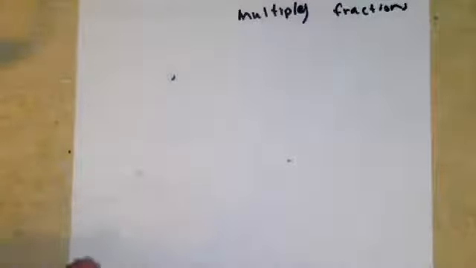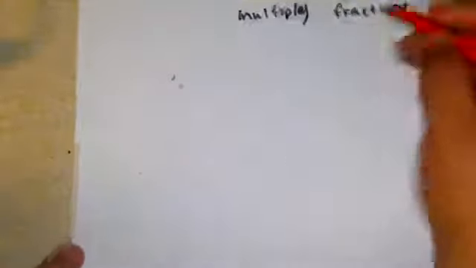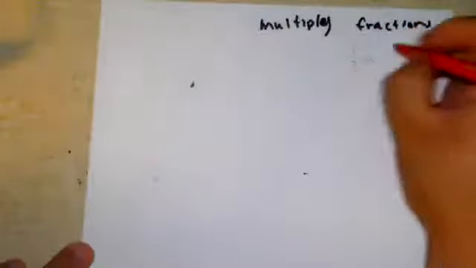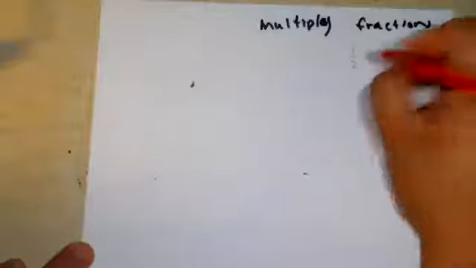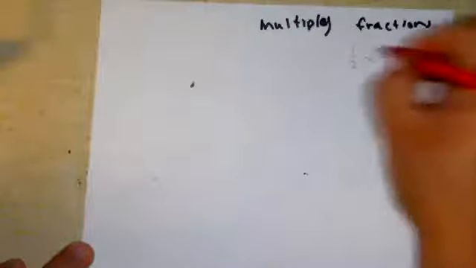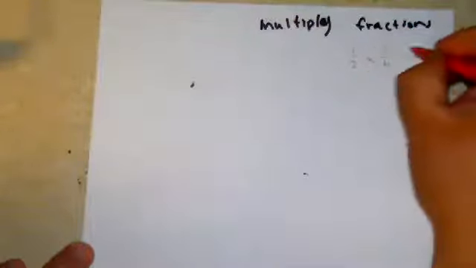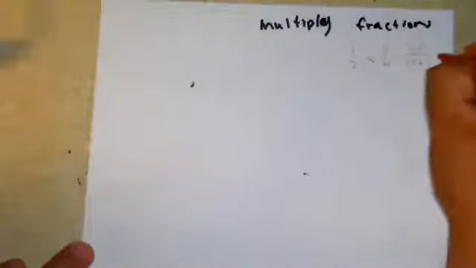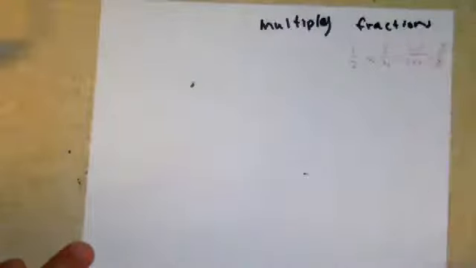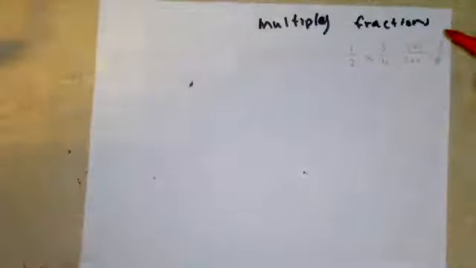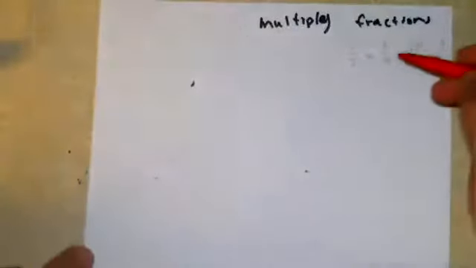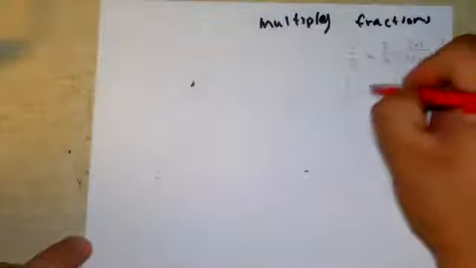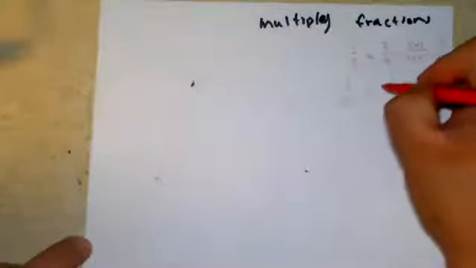So at this point, you know that we take 1/2 times 3/4. We know that we just multiply across. So it's 1 times 3, 2 times 4, 3/8. Okay. But what does this mean? This means that we have 1/2 of 3/4.